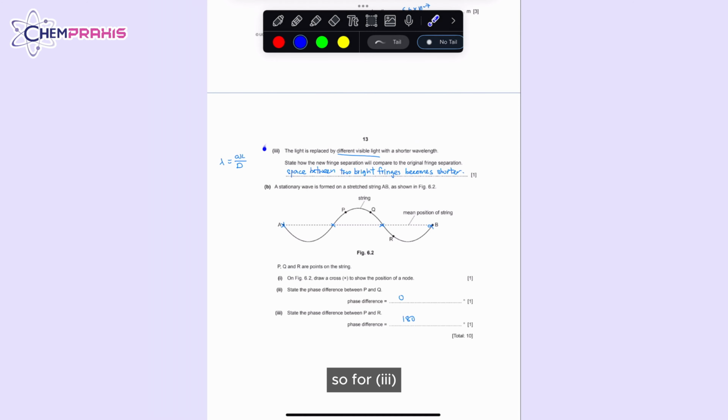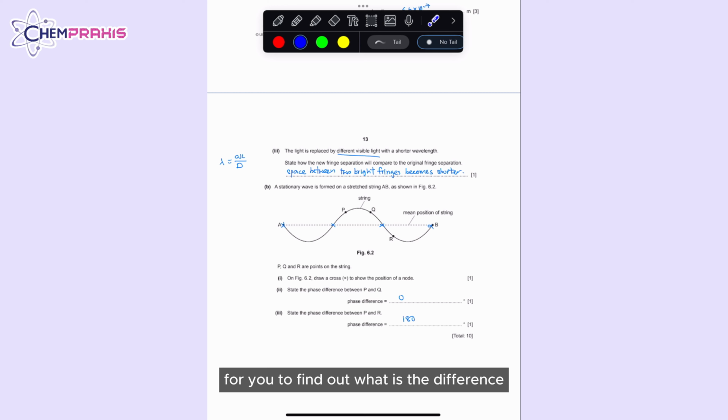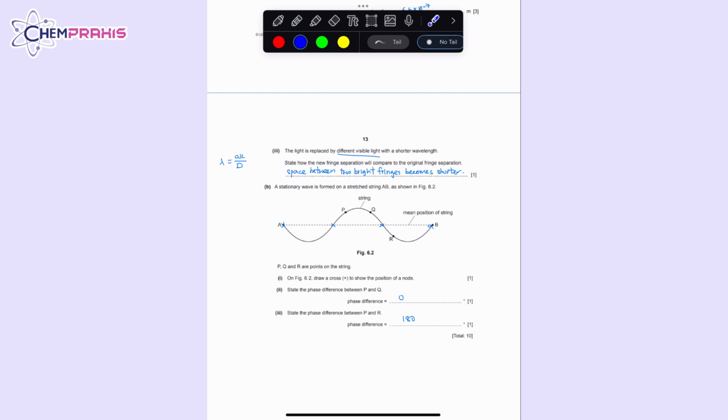So for Roman 3, for you to find out the difference in terms of the new fringe separation, it is important for you to know which formula to use. So you will have lambda equals ax over D. When you have a shorter wavelength, you will have a shorter distance between the bright fringes.